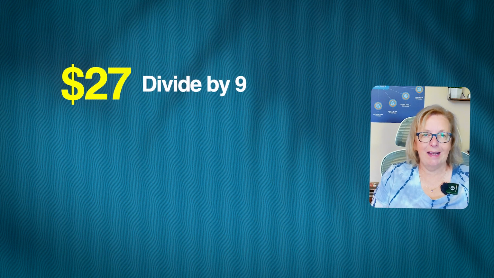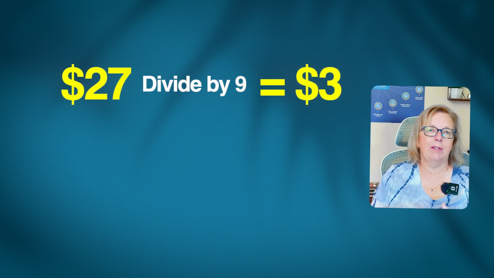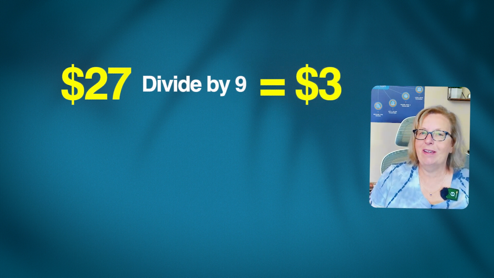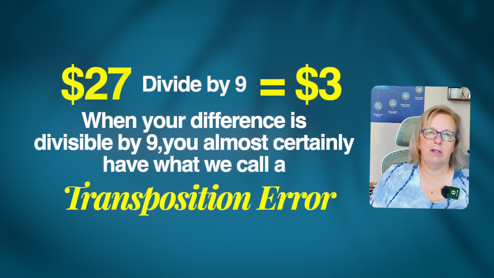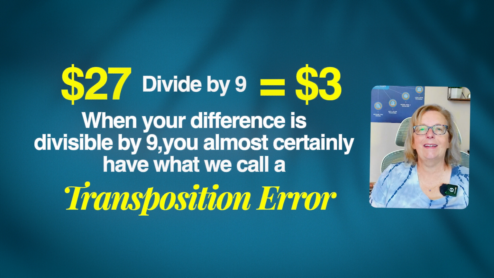Here's what you do. Take that difference, $27, divided by 9. 27 divided by 9 equals 3. It goes in evenly, no remainder. That is your magic signal here. When your difference is divisible by 9, you almost certainly have what we call a transposition error. That means you accidentally swapped 2 digits when you wrote the number down wrong.